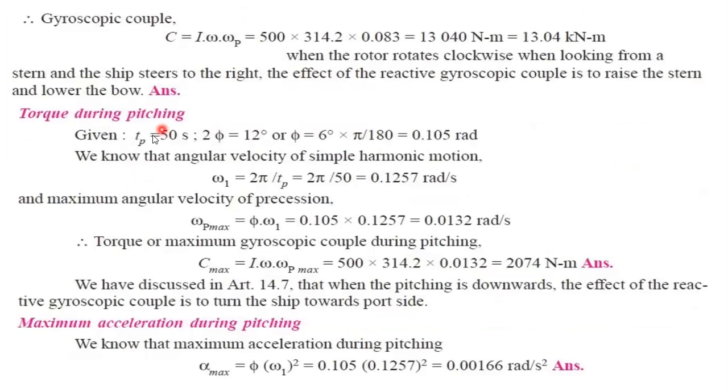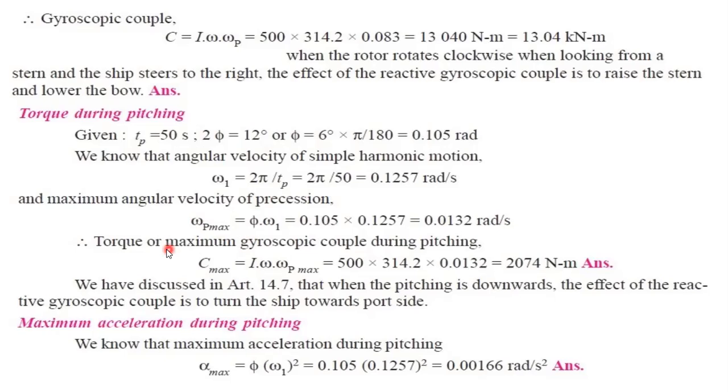Next we need to determine the torque during pitching. The time period they have given is 50 seconds, and 2 phi is 12 degrees, so phi is 6 degrees. Convert it in terms of radian. Next we determine the angular velocity of simple harmonic motion, omega 1 equals 2 pi by tp. Substitute the values and get it in radian per second. The maximum angular velocity of precession, omega p max, is phi into omega 1. Substitute all the values and get it in radian per second.